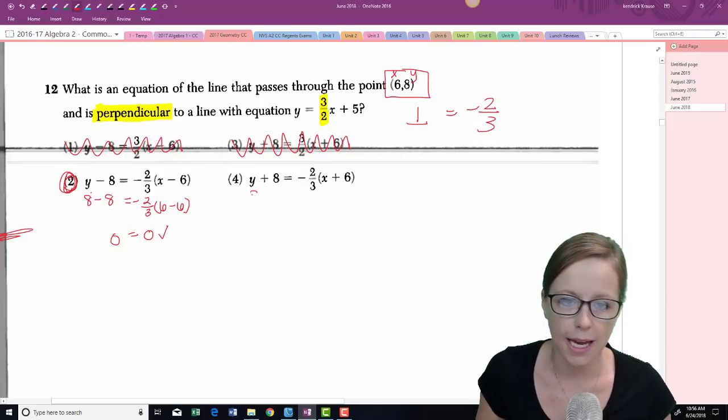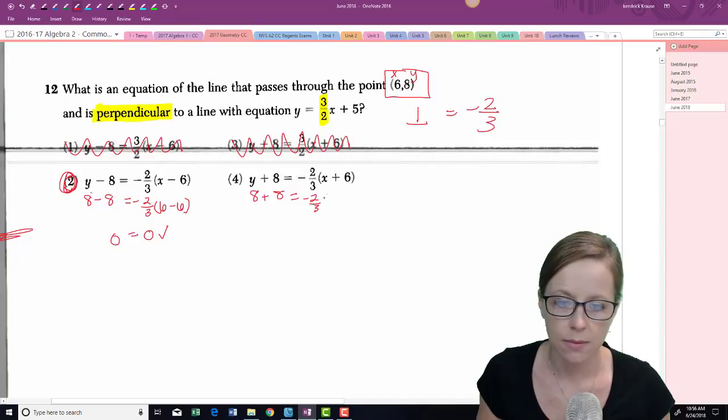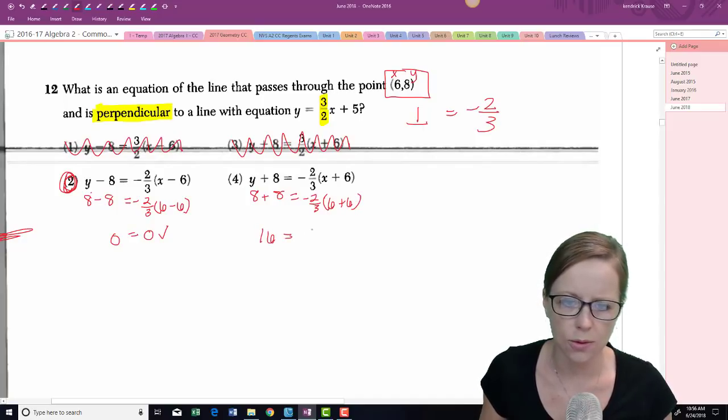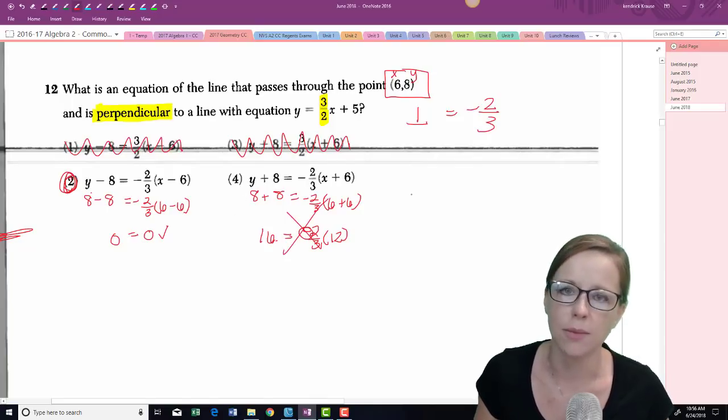Just check this out. If I plug 8 here, 6 here, I get 16 equals negative 2/3 times 12. No matter what, a positive is not going to be equal to a negative. It cannot be that answer. It has to be choice 2.